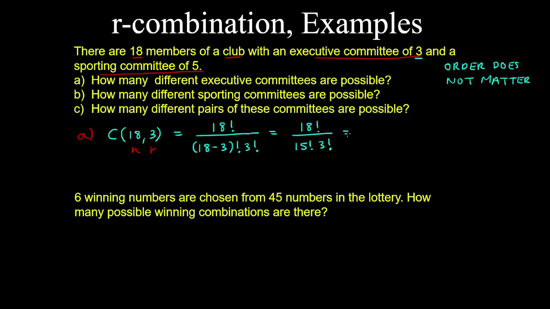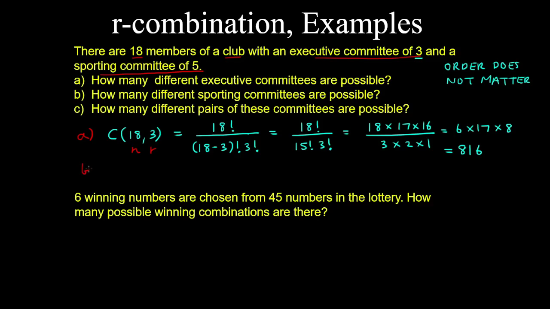And you can break this up further. So we have 18 by 17 by 16, and the rest of the terms will cancel with the 15 factorial. And that's divided by 3 factorial, which is 3 by 2 by 1. So 18 on 3 is 6, by 17, by 16 on 2, which is 8. So that gives 816, which is the number of different executive committees that are possible.